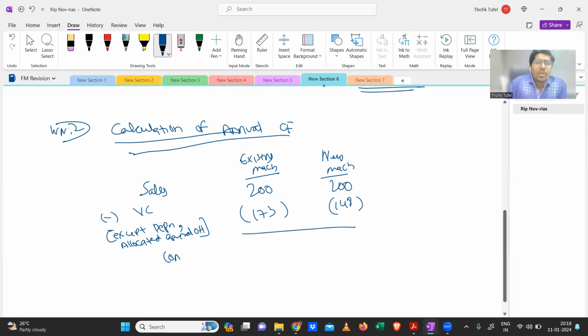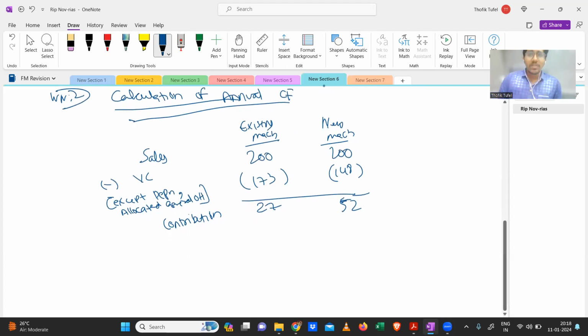So now this will become my contribution. Here my contribution is 27 rupees, and here my contribution is 200 minus 148, which becomes 52 rupees. You all will be thinking, sir, this is my actual inflow, correct? Existing machinery is not my inflow; this is my actual inflow. So I have to take 52 into 1 lakh units.